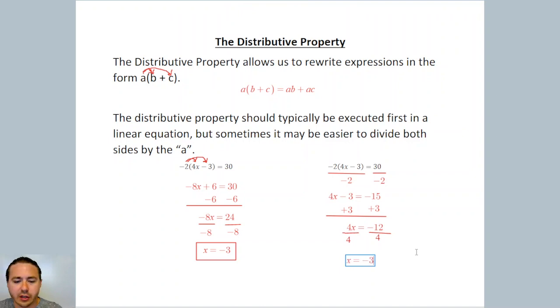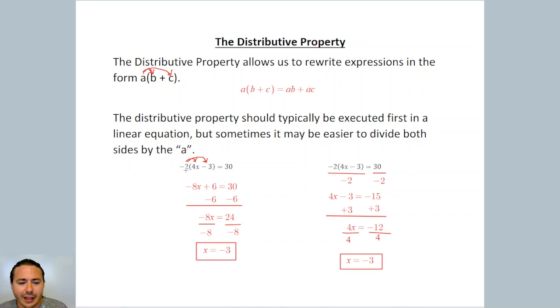Okay, so let's just talk briefly about why you would do one way versus the other. If the distribution is going to make these numbers big, and let's say we're not solving a linear equation but maybe a quadratic or logarithmic or some other more complicated equation, it may be wise to go ahead and divide both sides by -2 up front, like we did over here. If it's just real basic like this, you can see it doesn't really matter.